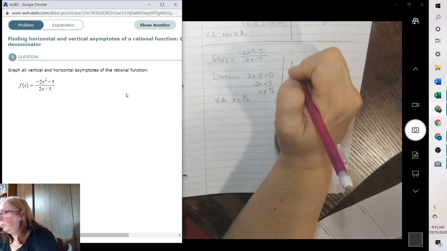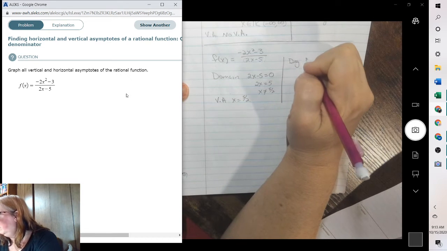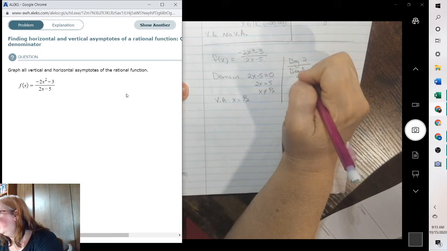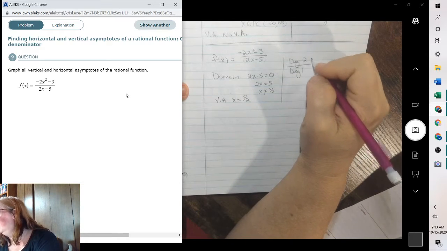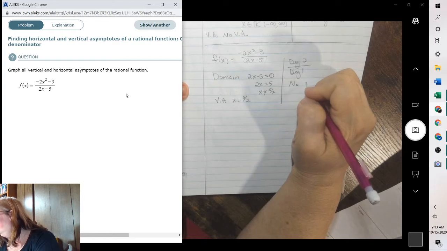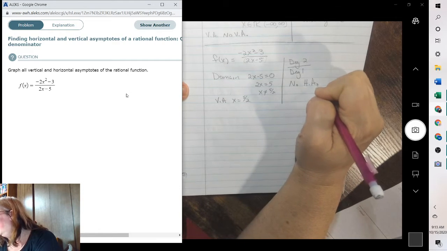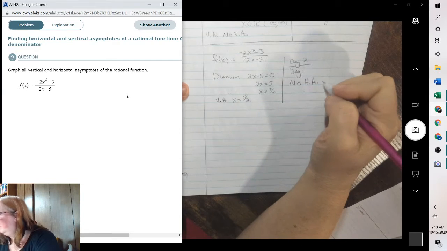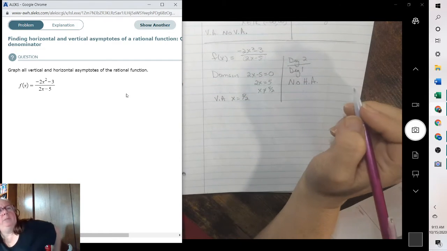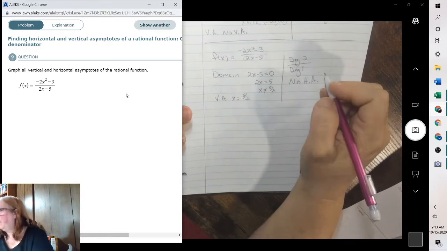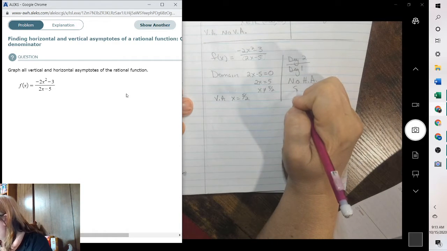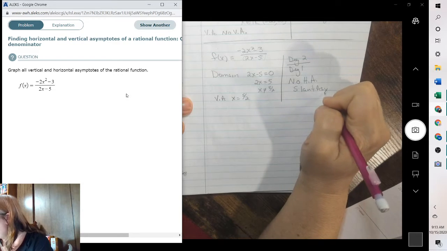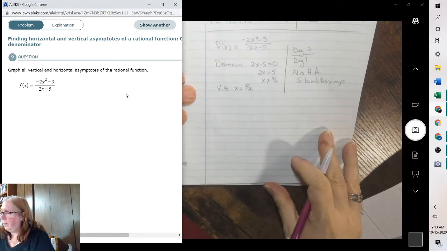To find the horizontal asymptote, we look at the degree of the top, which is 2, and the degree of the bottom, which is 1. When the degree on the top is larger, there's no horizontal asymptote. There's a slant asymptote. I'm not sure if they want you to do that here, but we might as well find it. To find the slant asymptote, you divide.